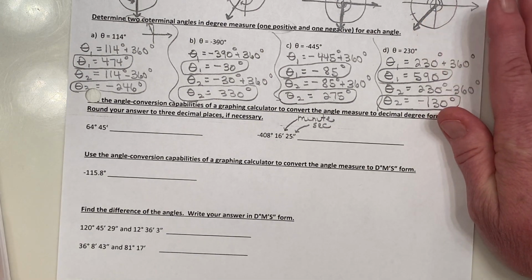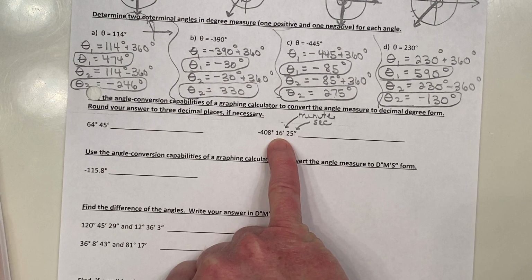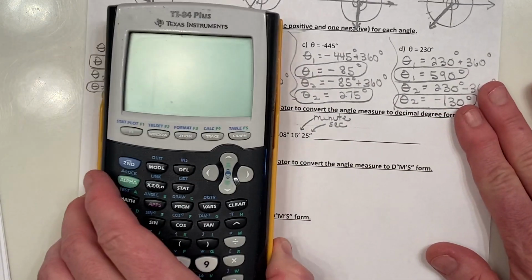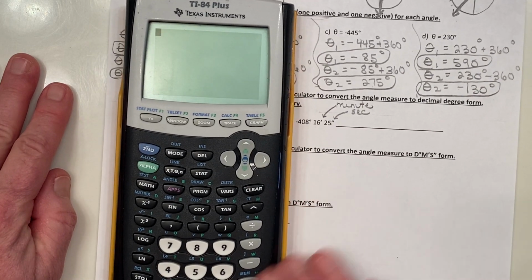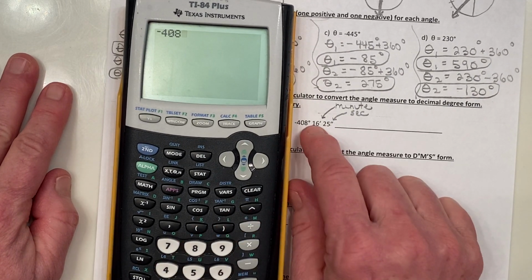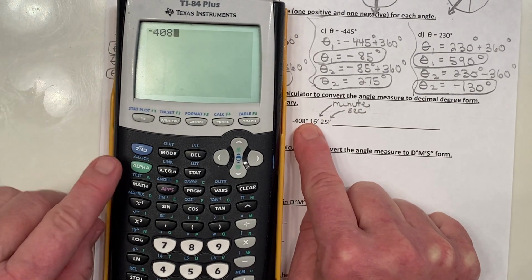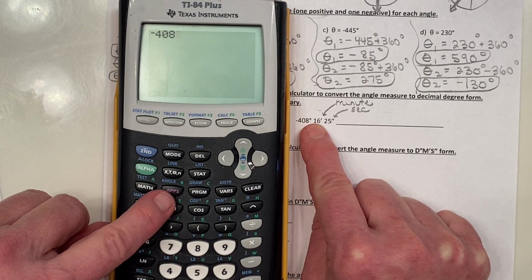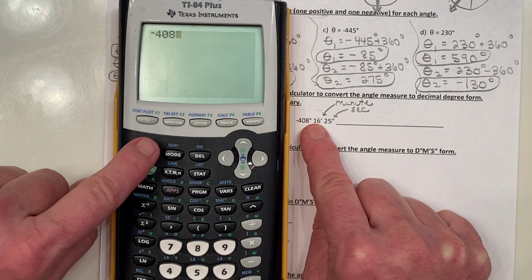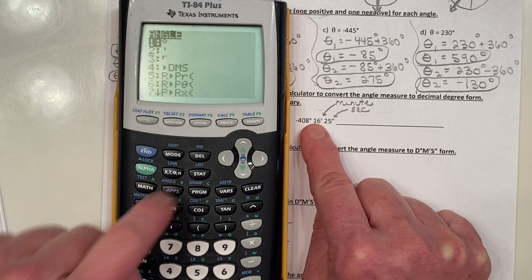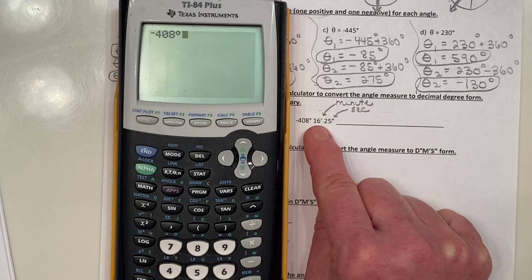All right, so let's change this angle measure to the decimal degree form. Some new keystrokes. Let's enter -408, and for this conversion we have to enter the little degree symbol. You're going to find that in the angle menu, which is above the apps key. So we hit second, apps, which is angle. And right there, your first choice, press enter, we'll put a degree symbol.